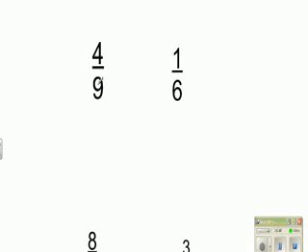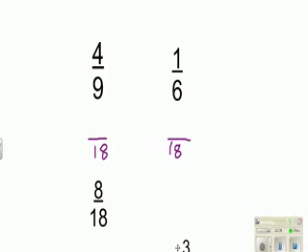Well, 2 times 9 is 18. And think about it, 3 times 6 is 18. Why not use 18ths? Since you know both 9 and 6 go into 18, and that's the smallest thing they both go into, it's a much nicer number. In fact, you just end up comparing 8/18 with 3/18, and clearly the 4/9 is larger, greater than the 1/6.